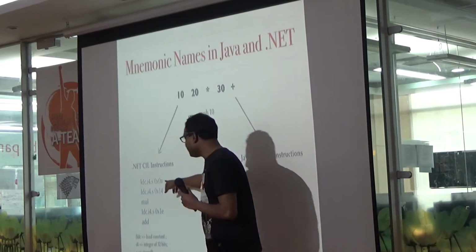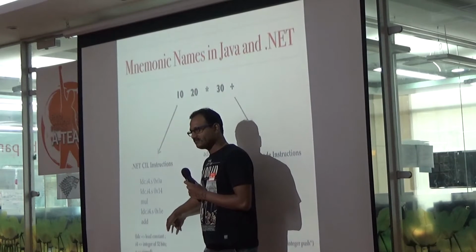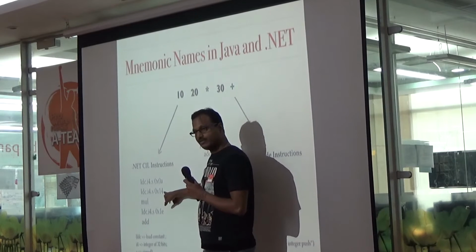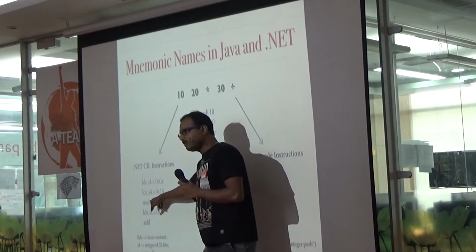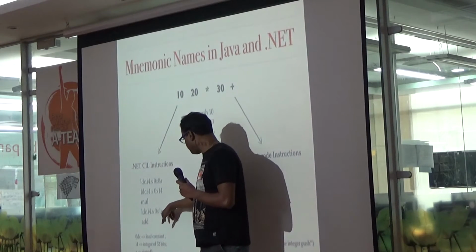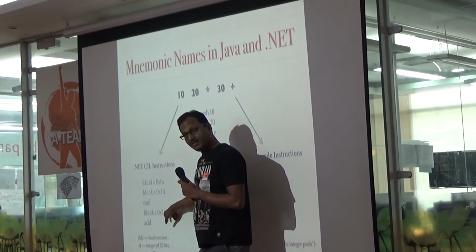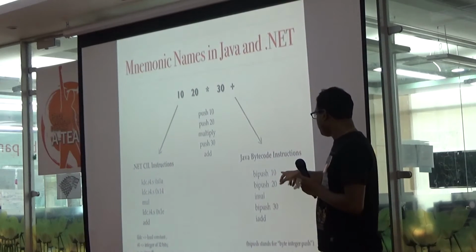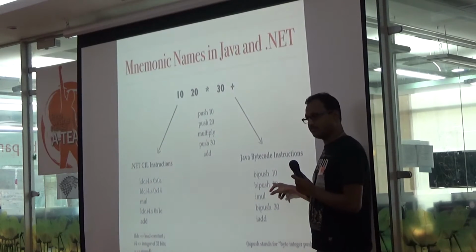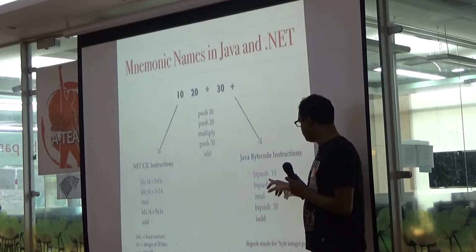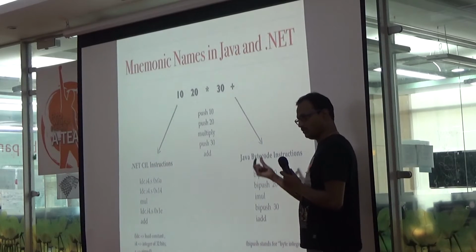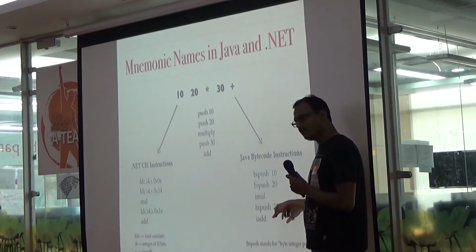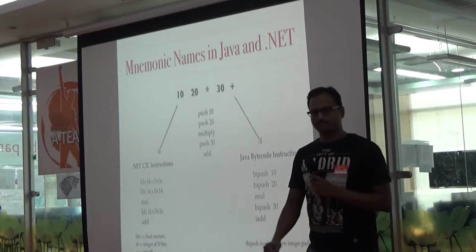Now, are you suddenly able to read bytecodes? Yes or no? So load value 10, load value 20, multiply the values, load the value 30, add the values. In case of Java, we get bipush 10. Bipush stands for byte integer push. It's one byte; 10 is one byte. So 10, 20, multiply, push 30 and add.